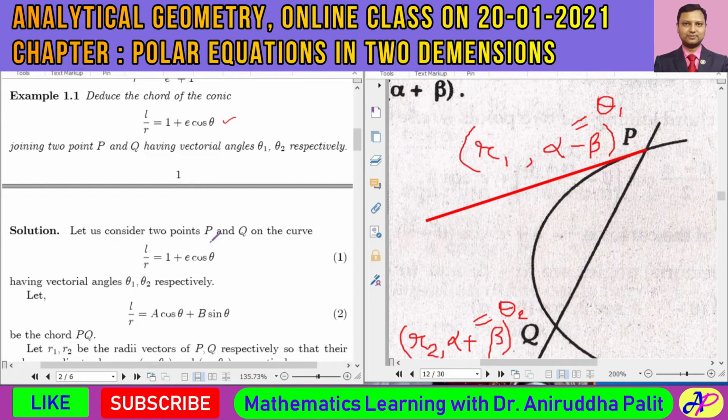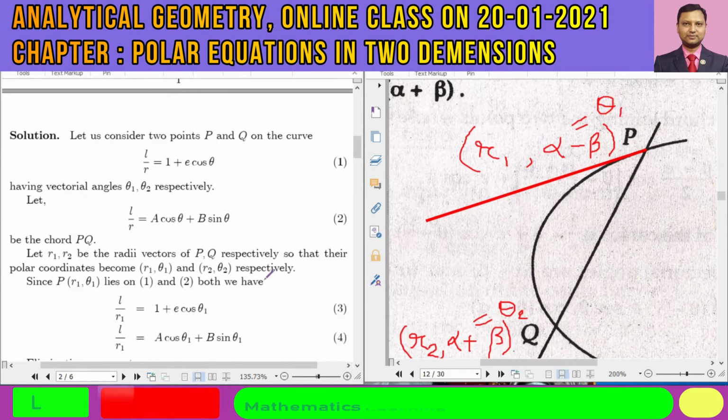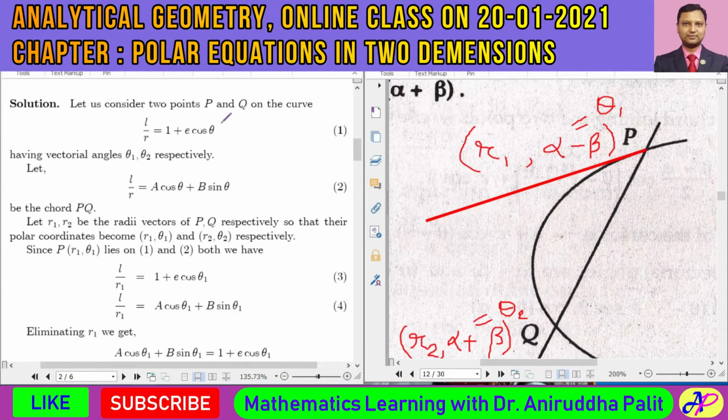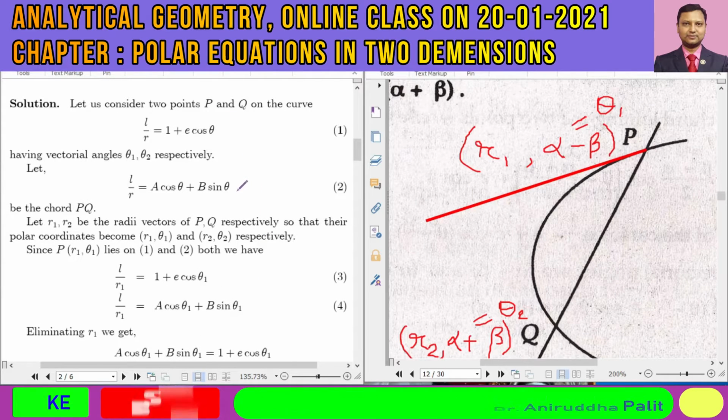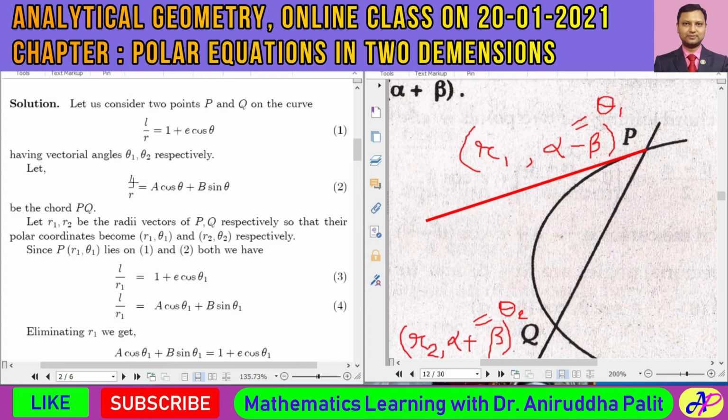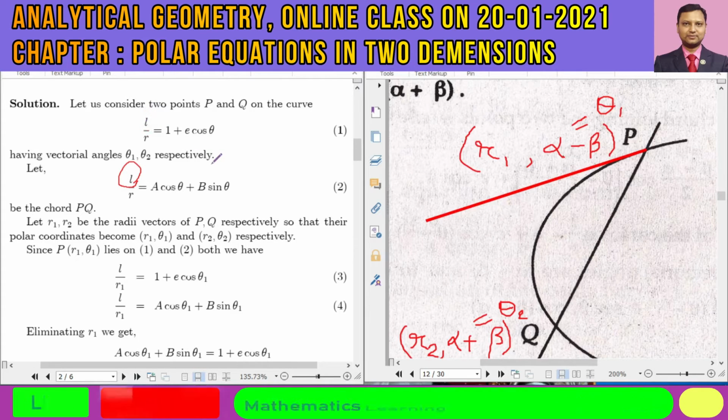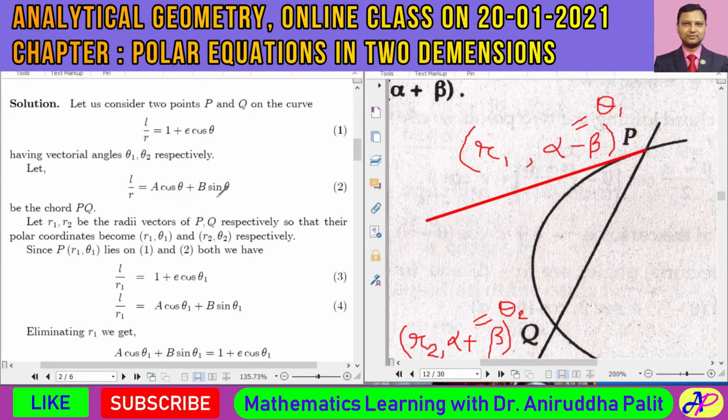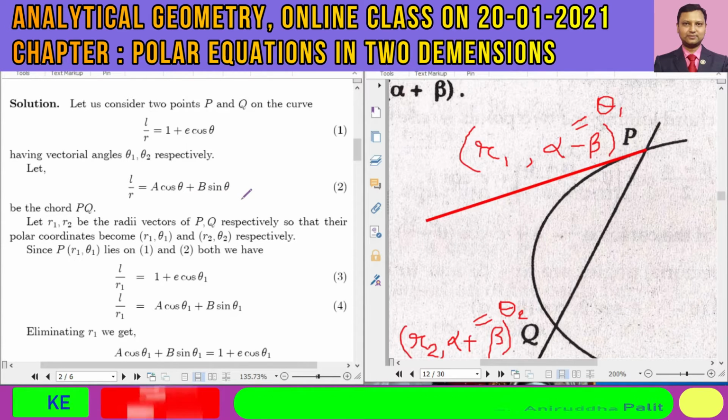Now you see over here, this is the equation of the chord, and we consider this same L, mind it, this same L over here, as we had this semi-latus rectum L. Got it? So L by r is equal to A cos theta plus B sin theta.